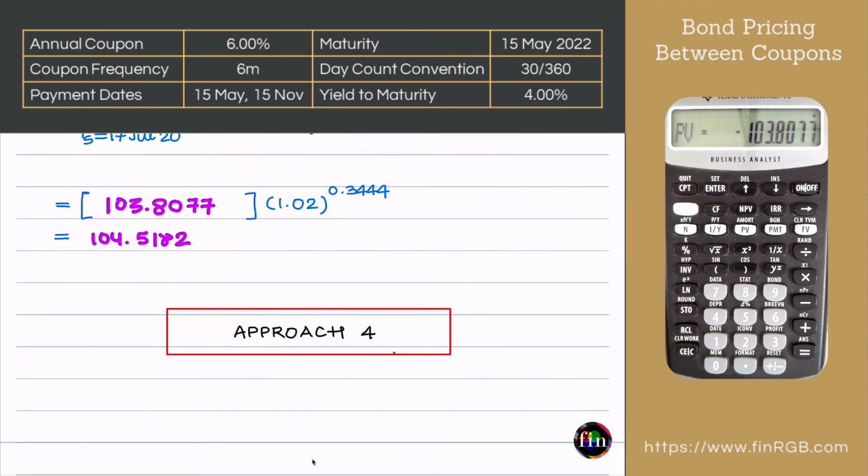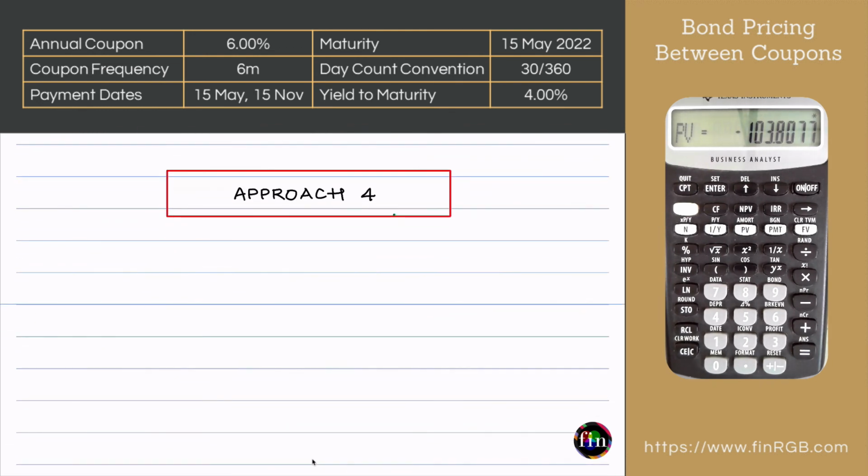Now approach number 4 is to use a very standard functionality which is available in your financial calculator to straight away price a bond. So if you are well versed with the 3 approaches that we've done, and if you understand clearly how the functionality of pricing a bond works in your calculator, approach 4 should be your favored approach. It's the quickest actually. Okay, so my bond functionality is available as a second function in this number 9. So second and then number 9.